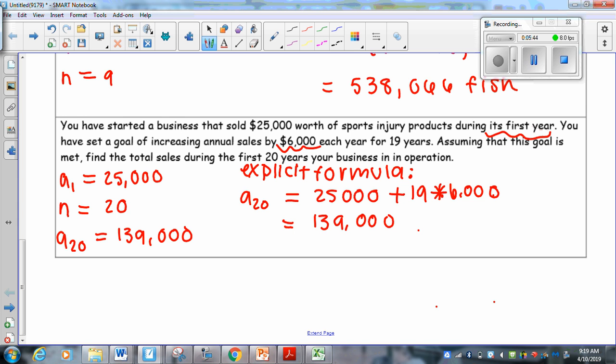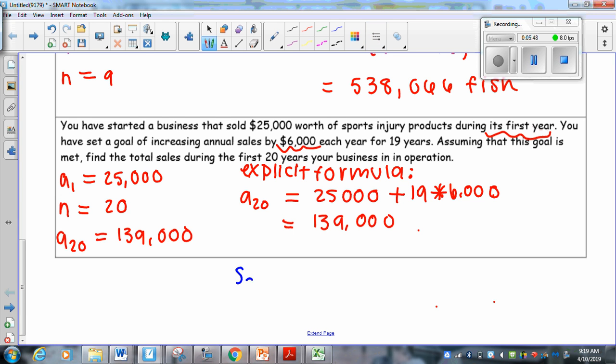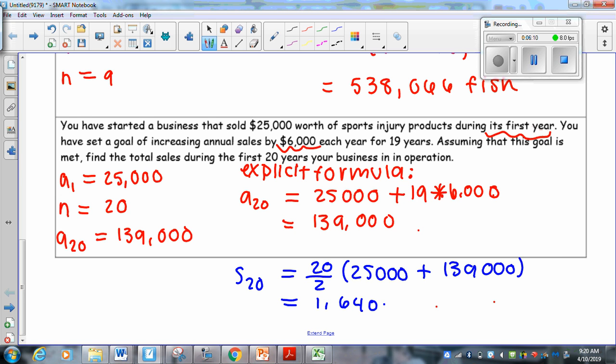So now I have everything I need and I can plug that into my formula. S sub 20 equals n over 2, so 20 over 2, times A1, so 25,000, plus AN, which is 139,000. Again, just type that in, and we get 1,640,000. And this would be dollars. All right, so that completes the notes for level 3C.